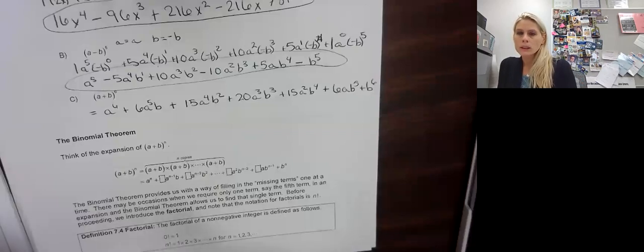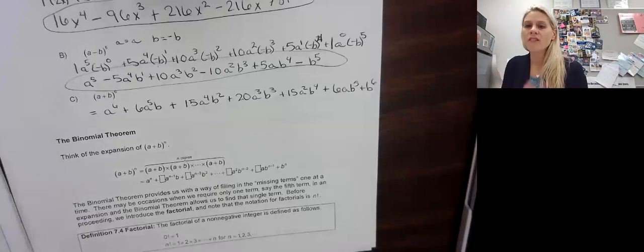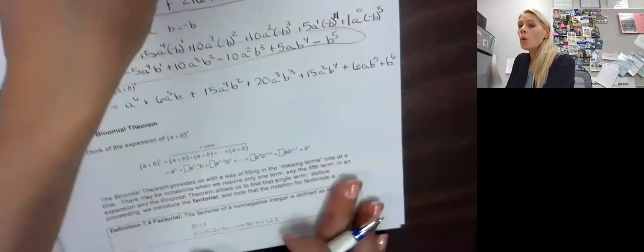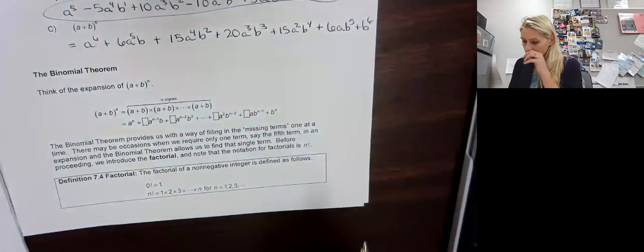No. Some questions might say 2a minus b, that binomial, to the 5th, but I want you to give me the 3rd term. Do you want to write out the whole thing and do it the same every time to find that 3rd term? No, we're going to use the binomial theorem to help us out. So now let's go into factorials because we use factorials in binomial.